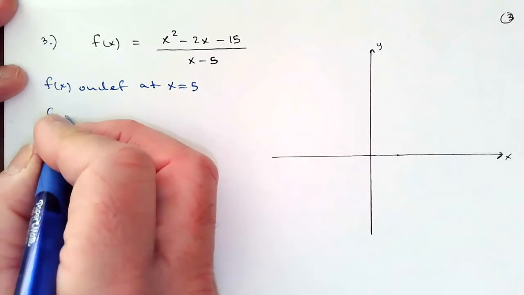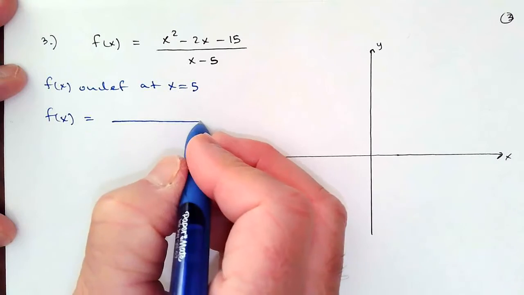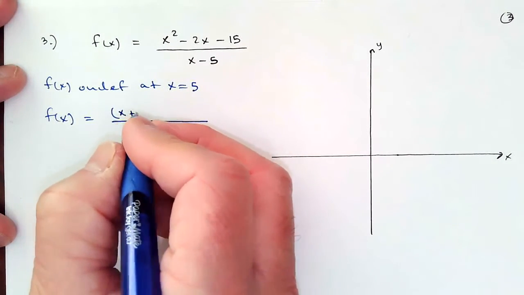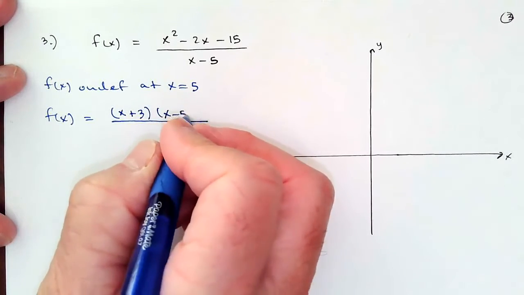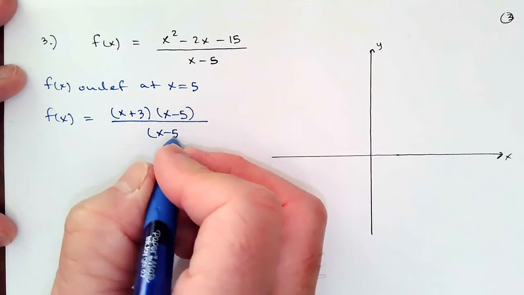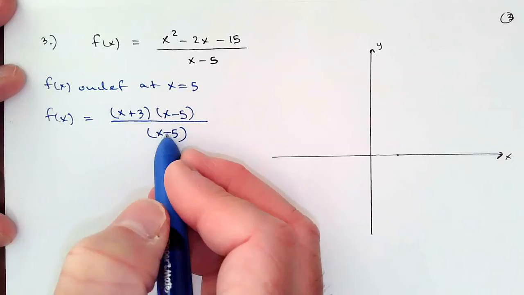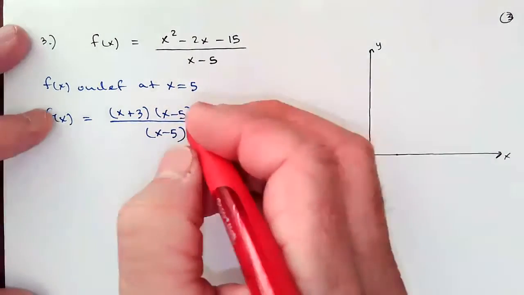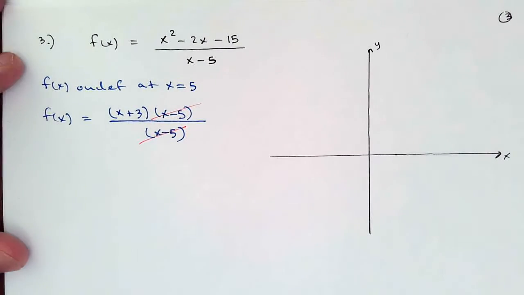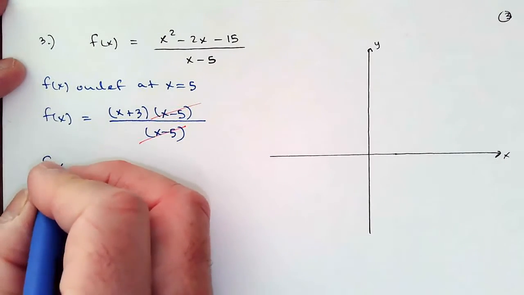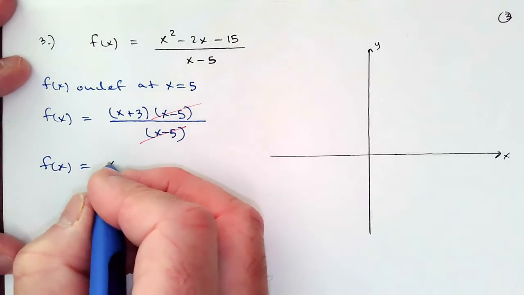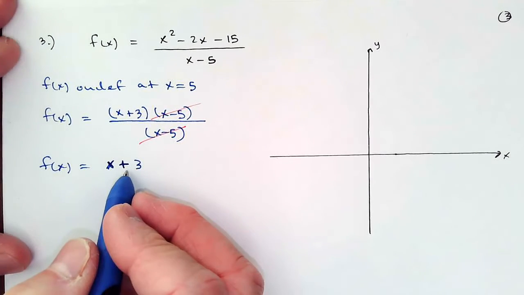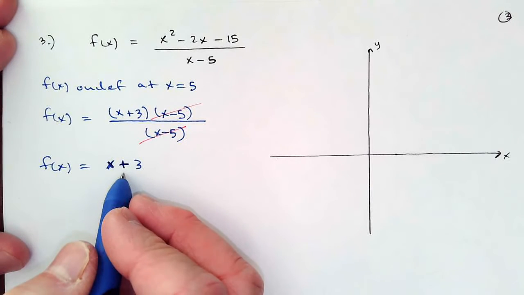If we take our function and factor the top, it ends up factoring into x plus 3 times x minus 5. And we can see that not only would 5 make the denominator equal to 0, but it would make the numerator equal to 0, right? These are going to cancel out. And so it would appear then that there's no more vertical asymptote. And what is my graph looking like? It looks like just the graph of f of x equals x plus 3.